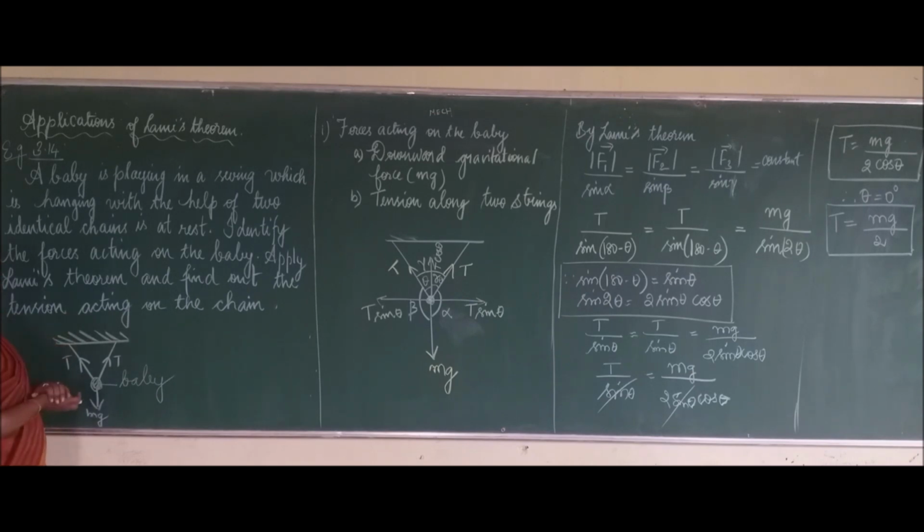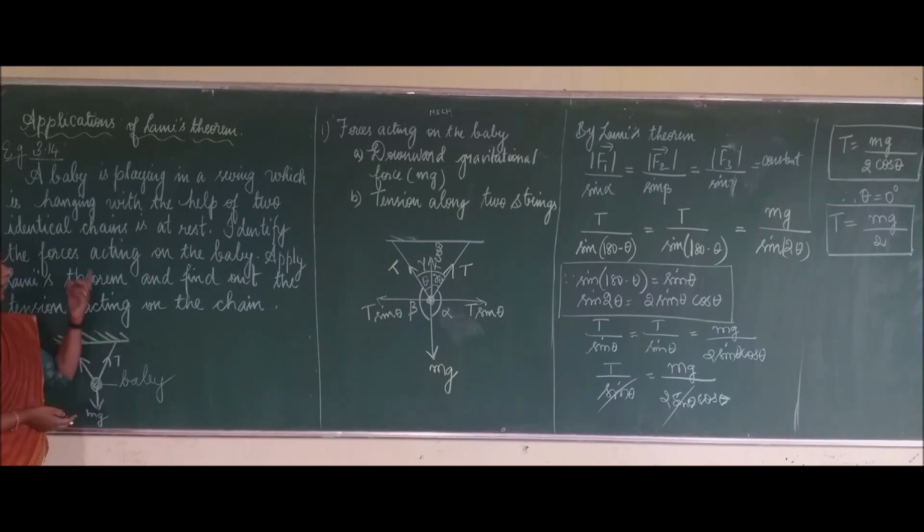Okay, so here what is given? A baby is playing in a swing which is hanging with the help of two identical chains and is at rest. Identify the forces acting on the baby, apply Lami's theorem and find out the tension acting on the chain.